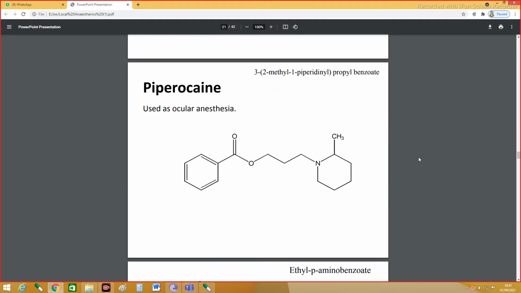Our next molecule is piperocaine, and piperocaine is considered for the use of ocular anesthesia. It is a very simple molecule. The IUPAC nomenclature for piperocaine is 3-(2-methyl-1-piperidinyl)propyl benzoate. It is used for ocular anesthesia.